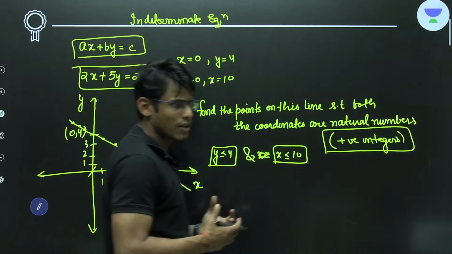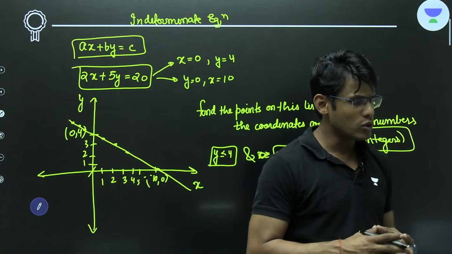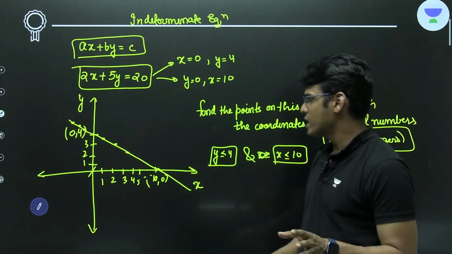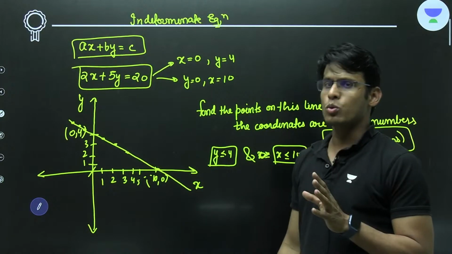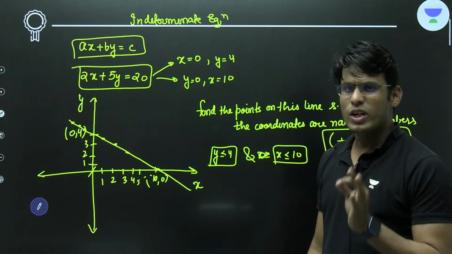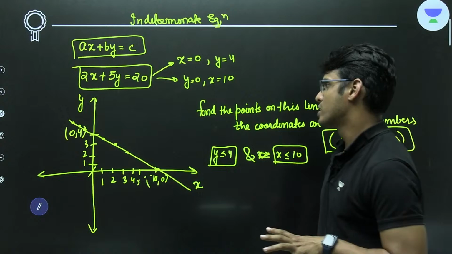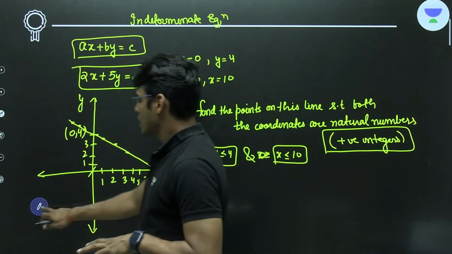How do we solve it? This is a very pressing thing. One of the learners is saying only 5, 2 is a valid solution. Only 5, 2 is a valid solution, right?